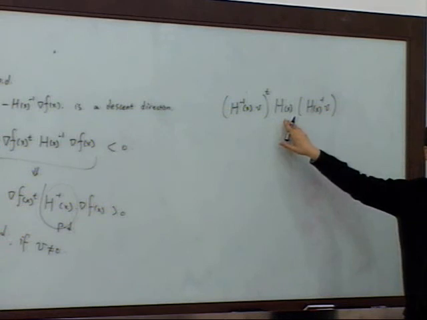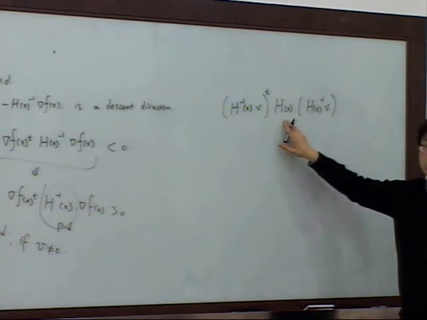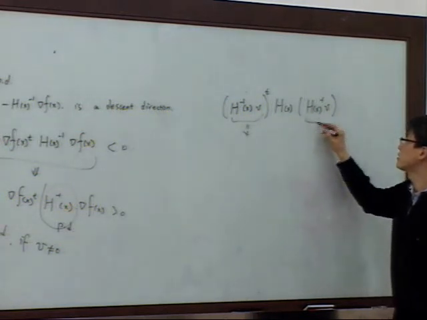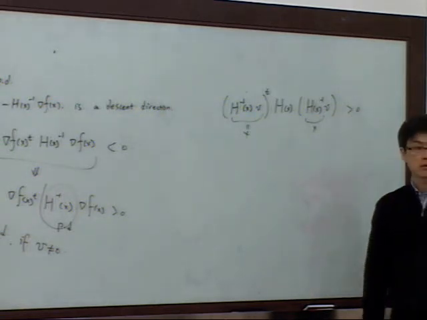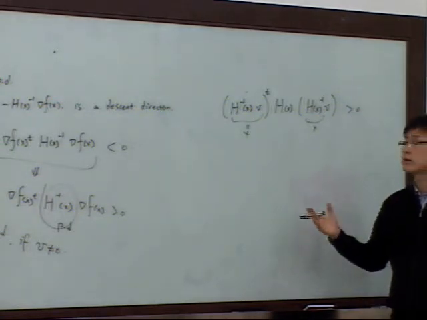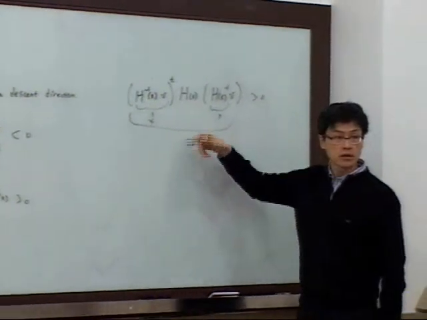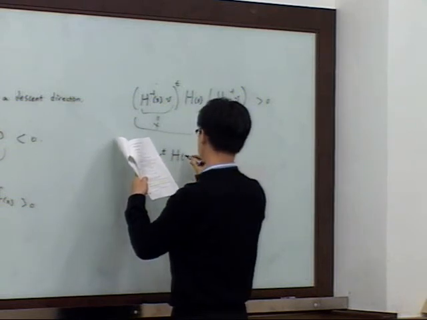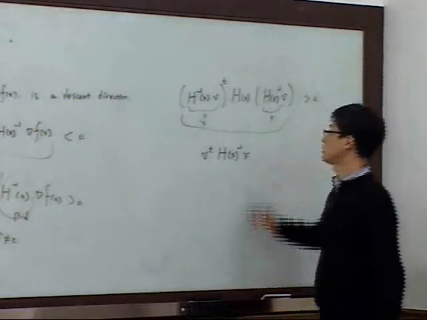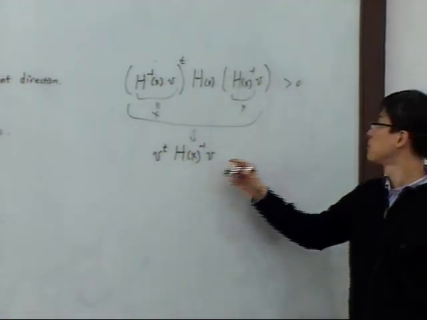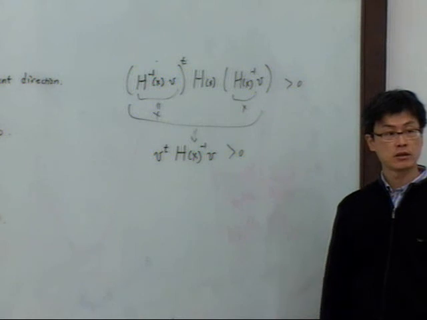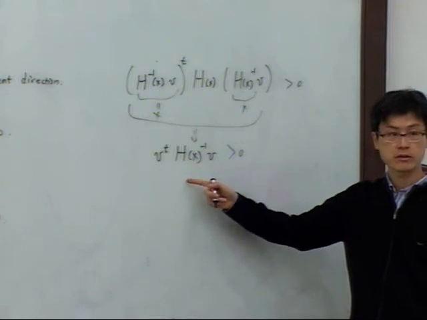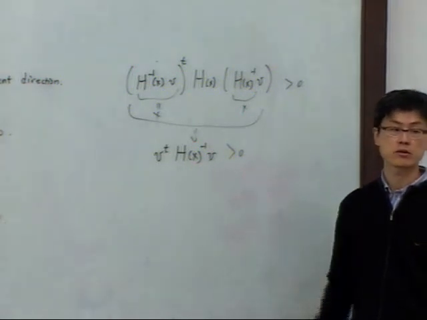Because the Hessian is positive definite, for every non-zero vector, this form should be greater than 0, right? That's the definition of positive definite. If we derive this one, it will reduce to this form, and this is also greater than 0. So for every possible non-zero vector, this holds, so this Hessian inverse is also positive definite.